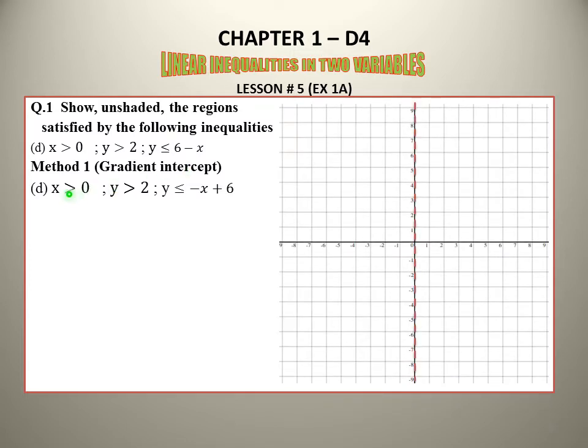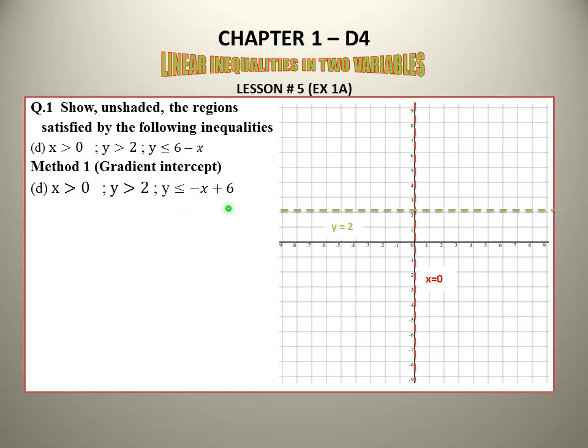Because the first inequality is x greater than 0, its equation is x is equal to 0. That is a line that passes through 0. This is the vertical line. Because there is a greater than sign, the graph of this will be a dotted line. Label this line. Now this is a horizontal line which passes through where y is equal to 2. Because the inequality sign is greater than only, this line will also be a dotted line. Draw this line and label it.